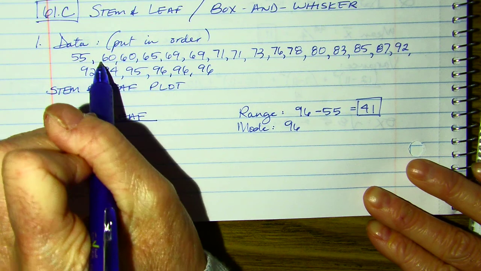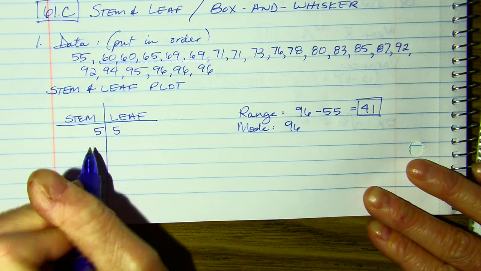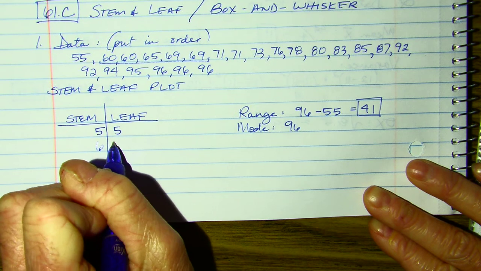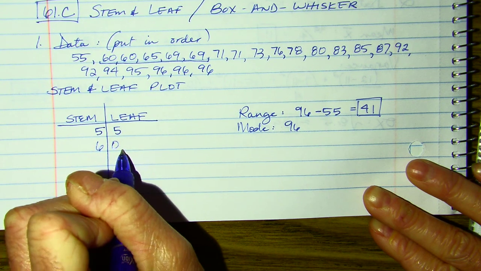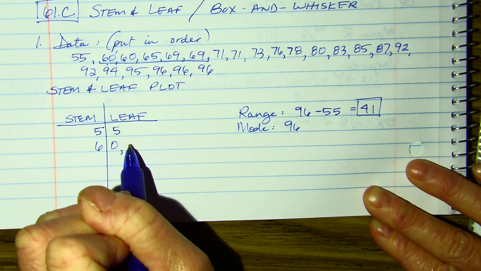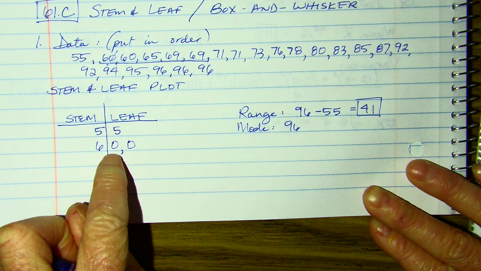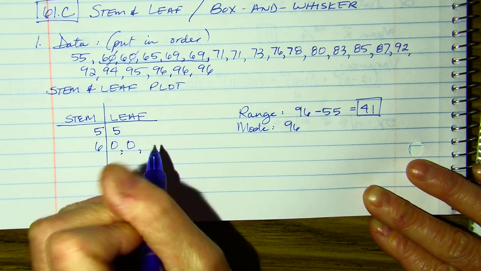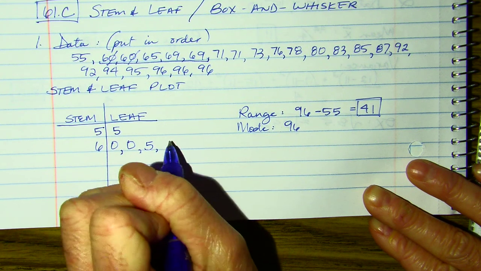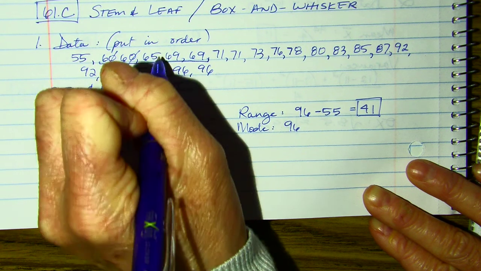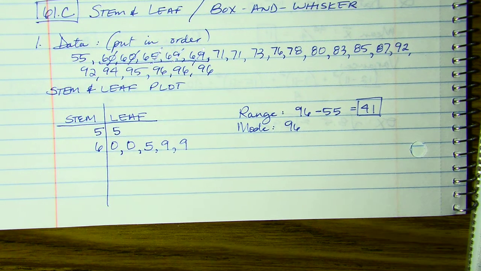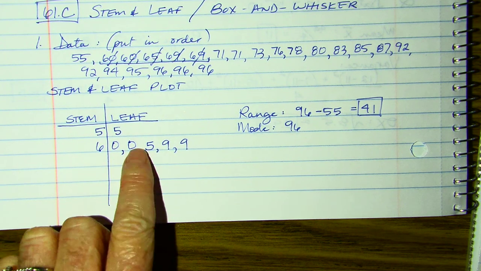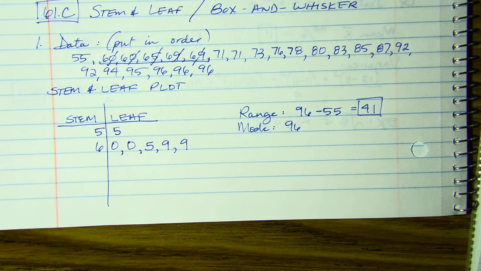I have several 60s. So I have 60, and then you have to use a comma. I have another 60, so I just put 0. I would read this as 60 and then another 60. Then I have a 65, and I have two 69s. This becomes handy when you have a lot of data and you don't want to write it all out. So I would read this as 60, 60, 65, 69, 69.